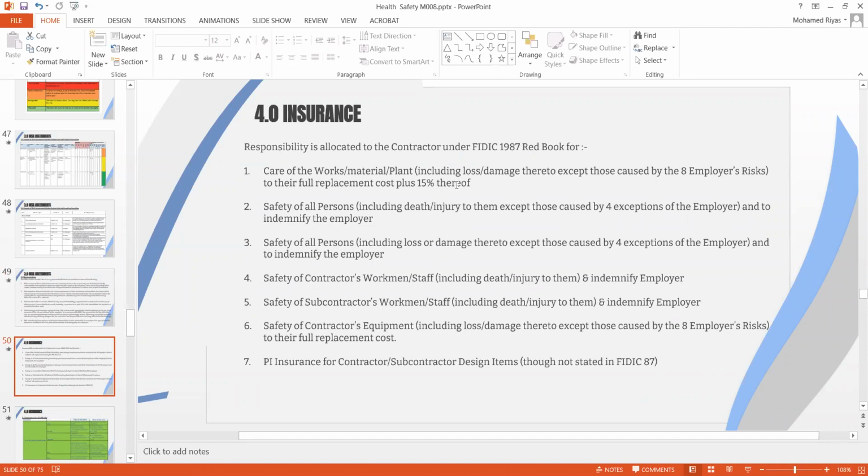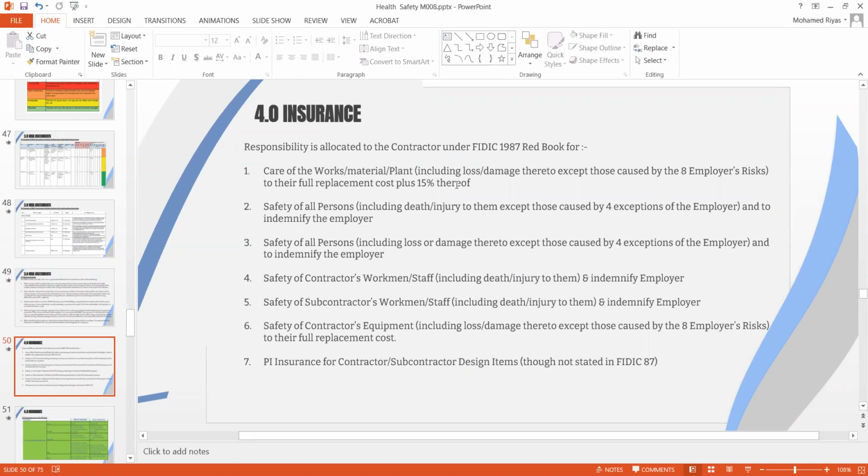You're supposed to have insurance for the works, which includes the material and plant, for all the events, for all the risk, to the full cost plus 15% thereof. So this is the first category, which the contractual risk policy usually covers, and we will discuss more in detail.